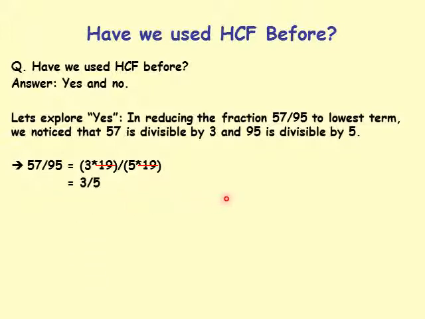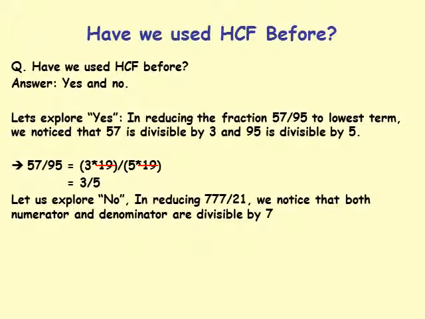Let's look at another example. In reducing 777 divided by 21, we notice that both the numerator and denominator are divisible by 7. So 21 is 7 times 3, and 777 is 7 times 111. Now we have identified one factor, 7, and so we represent 777 divided by 21 by its equivalent form, which is 7 times 111 divided by 7 times 3.